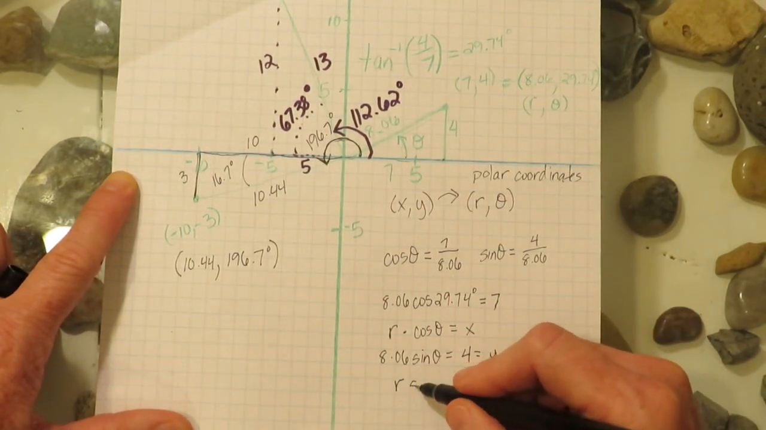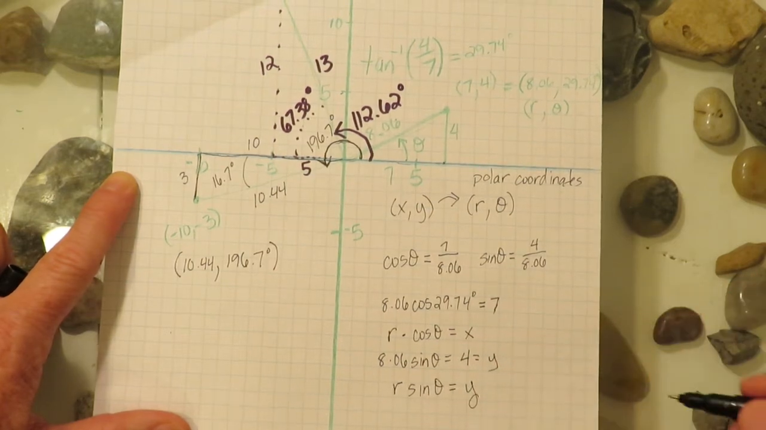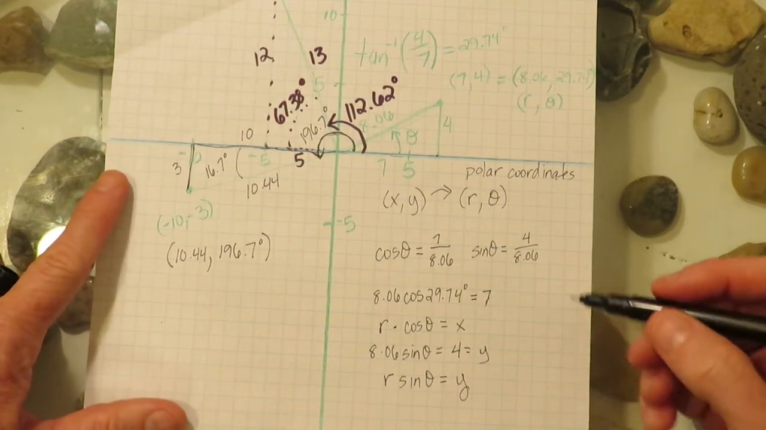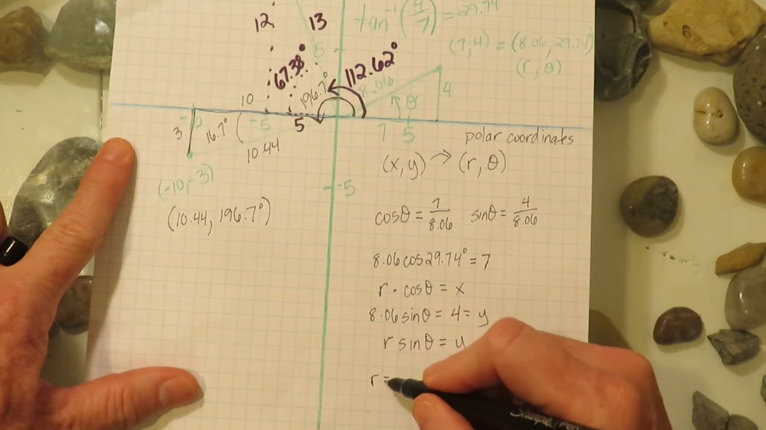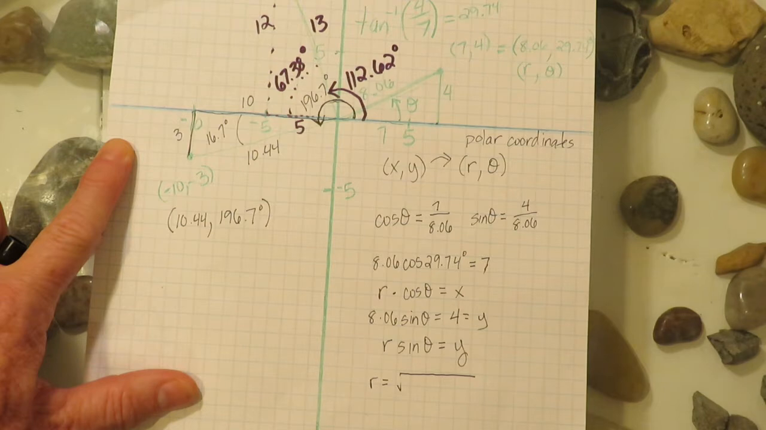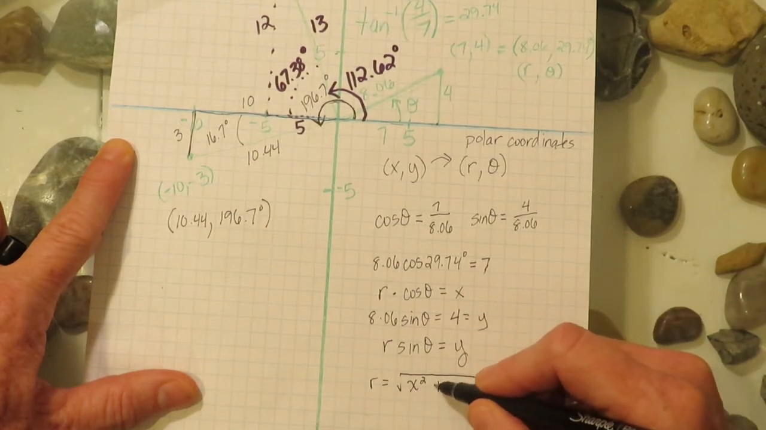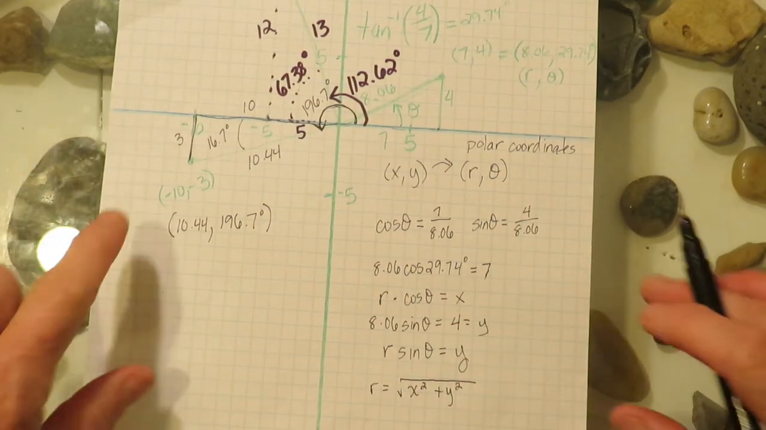So radius times sine of theta equals the y coordinate. And then the connection between the radius and the x and y: the radius is always the hypotenuse of your right triangle, and so it is the square root of x squared plus y squared. And that's true even when your points don't form right triangles.